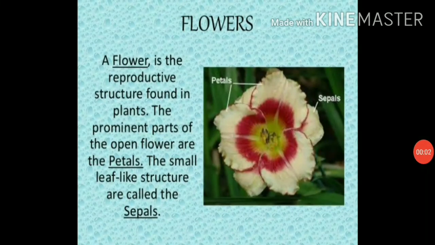So students, we have already completed the structure of flower. Now it is time to learn about the functions of flower. So students, now it is clear to you that the flower is the reproductive part of the plant. Some scented flowers like rose, jasmine, lavender, etc. are used to make perfumes or scents.